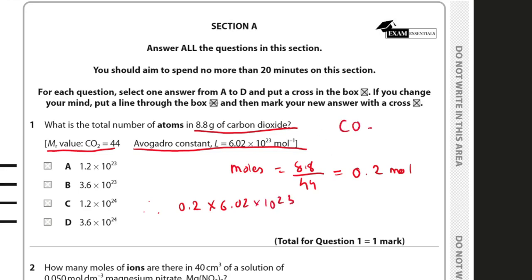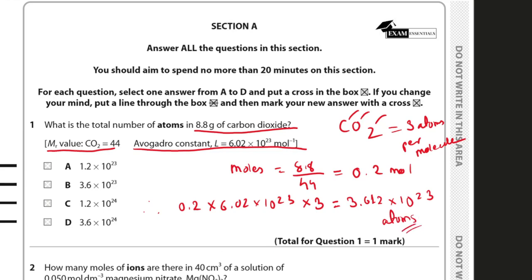Now, if we write carbon dioxide's molecular formula, you can clearly see that there are three atoms per molecule of carbon dioxide. Okay, so we just need to multiply 3 with our whole calculation, and the resulting value would be about 3.612 times 10 to the power 23 atoms, which will obviously be B right here.